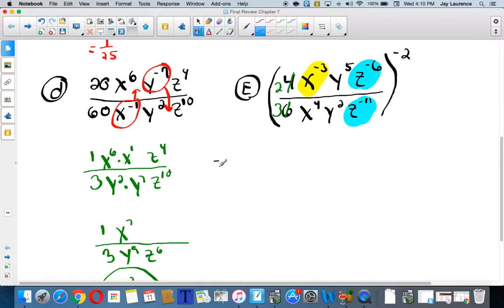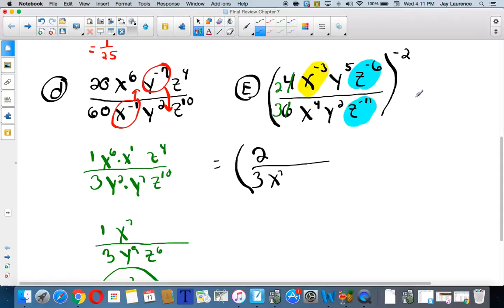So my new look at my fraction is going to have a 2. There's going to be a 3. Now I know the x to the negative 3rd is moving down, so I'm going to have an x to the 7th in the denominator, right? Because it'll be x to the 3rd times x to the 4th.